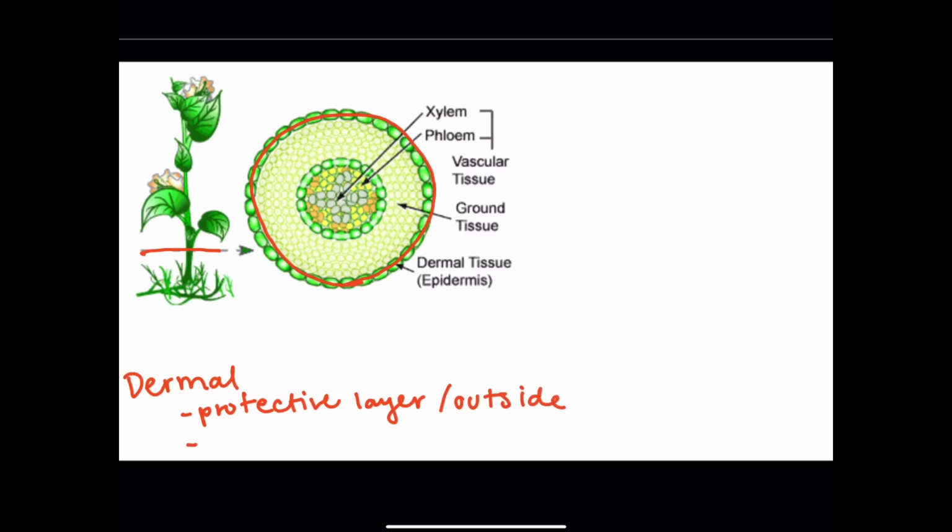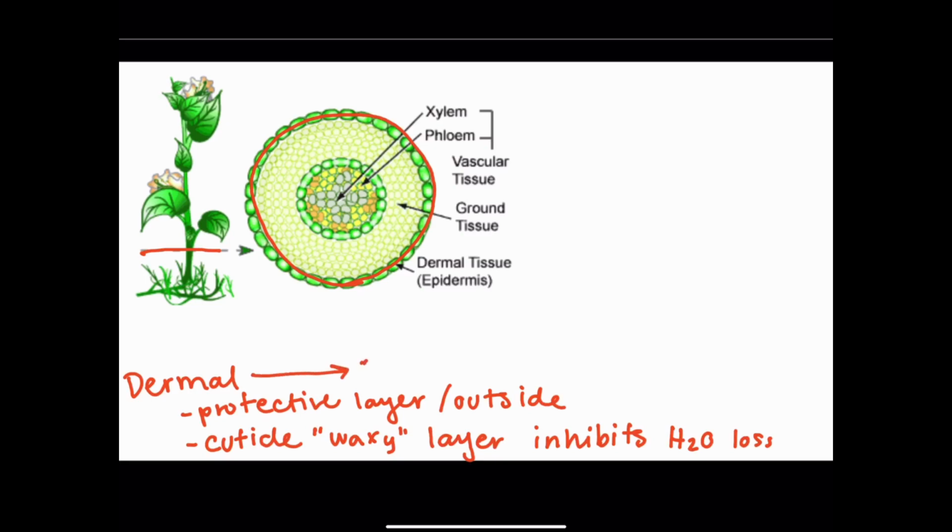And it sometimes secretes a waxy layer called the cuticle. So it makes up the cuticle, which is waxy, that will inhibit water loss, which means it's going to keep as much water in the plant as possible, which is what we want. In humans, the dermal layer is very similar to skin.